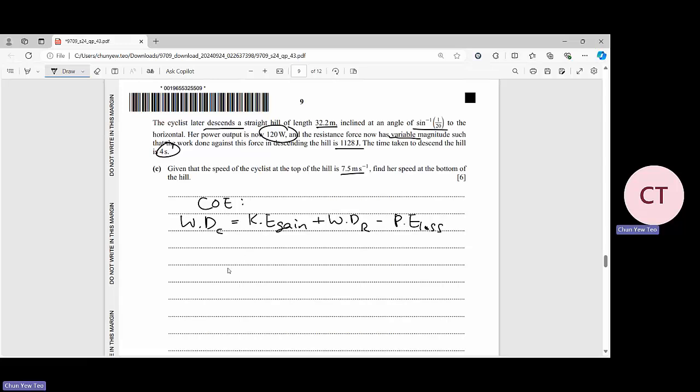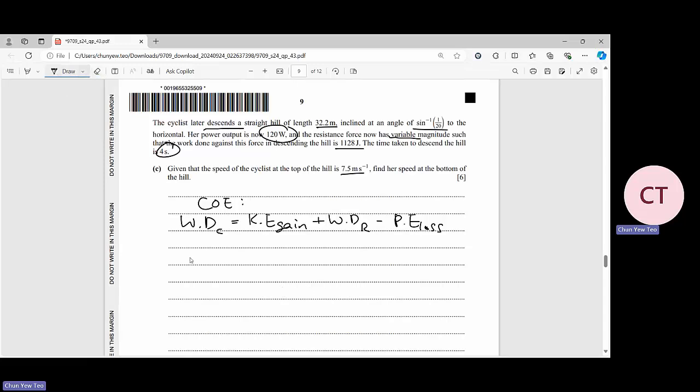Okay, so this is the formula. And the work done, because we know that the power is actually the work done divided by time. Okay, so we can change the work done to become the power times T. We can use this formula to find the work done by the cyclist.